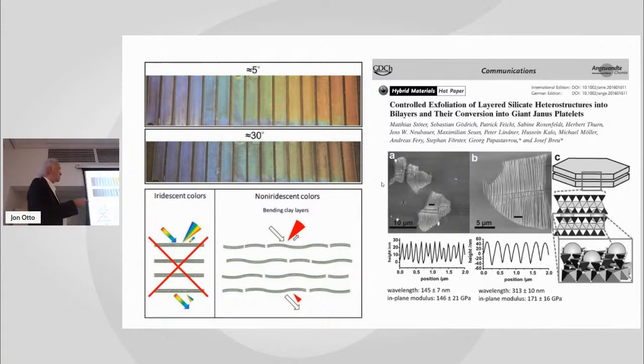This is an experiment done by our collaborators in Bayreuth, Germany, where they put the clay sheets on a stretchable substrate, and then they release the stress, and you get wrinkles on the clay sheet. The wavelength of the wrinkles is related to the thickness of the sheet, and the magnitude of these wrinkles is related to the elastic modulus. So you can actually see that this is a single layer case and this is a double layer case, just from the wavelength of this pattern. And you can calculate the elastic modulus of these sheets, which is not very different from graphene, actually.